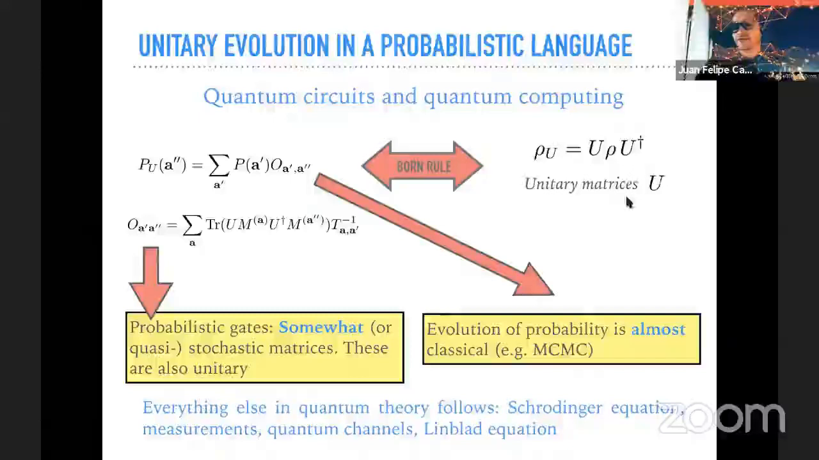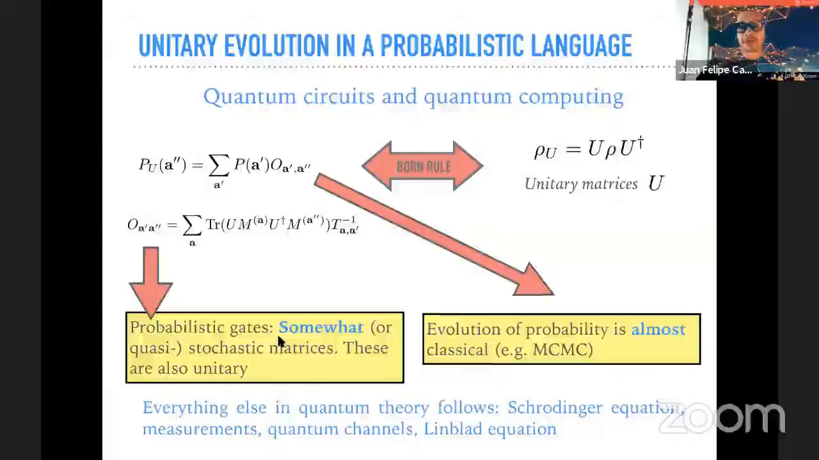So when you transform that expression into the language of probability, you go from an initial distribution P times some matrix O, and you get this distribution PU. It turns out this matrix O is obviously related to the unitary, but it has some interesting properties. So I call them probabilistic gates. As if this was a unitary gate, then I call this a probabilistic gate. They're described by so-called quasi-stochastic matrices.